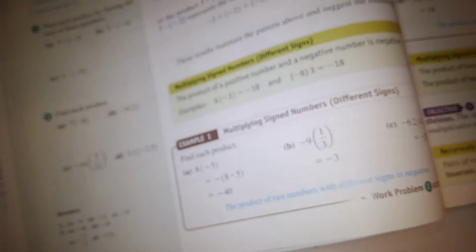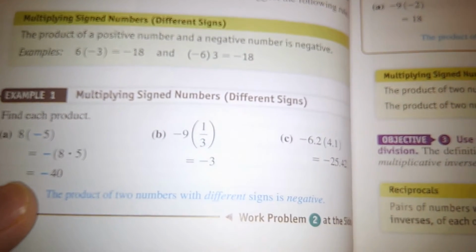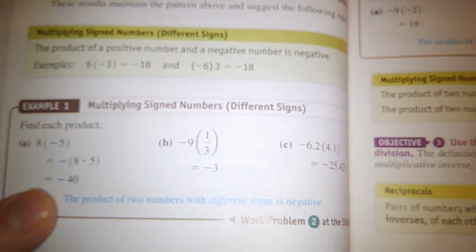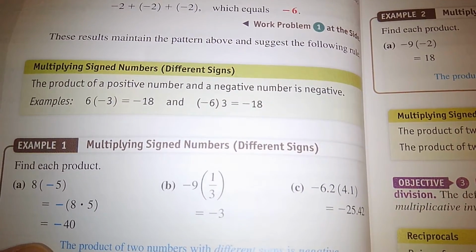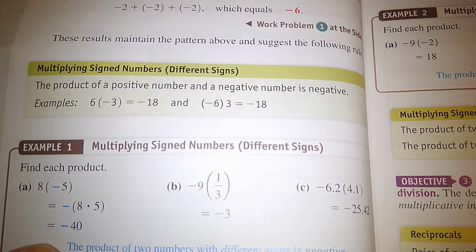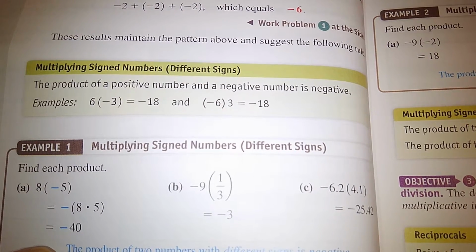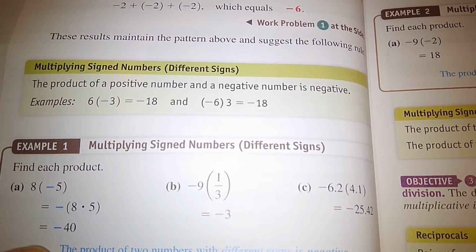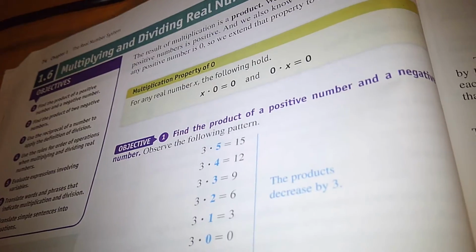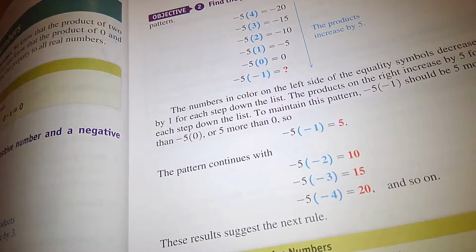All right. Then let's look at multiplication. If we're multiplying two numbers with different signs, Jose, can you read the green box for us? Multiplying signed numbers. The product of a positive number and a negative number is negative. 6 times negative 3 is going to be negative 18. And negative 6 times 3 is still going to be negative 18. Okay, very good. So if we're multiplying two numbers with different signs, the result is negative. How about multiplying two numbers with the same sign?